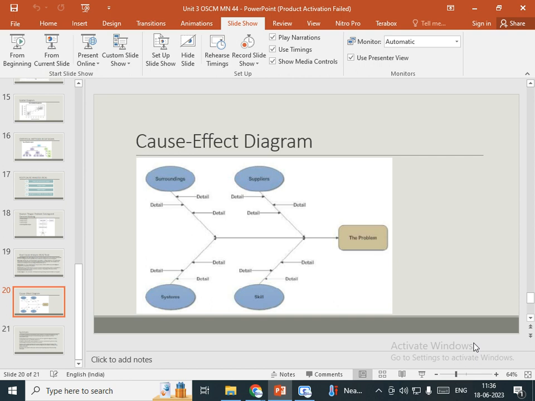Infrequently, manufacturing analysis will consider two more: maintenance and management. In the service industry, these are described as 5S, that is surroundings, suppliers, systems, and skills. That is noted in the above diagram.